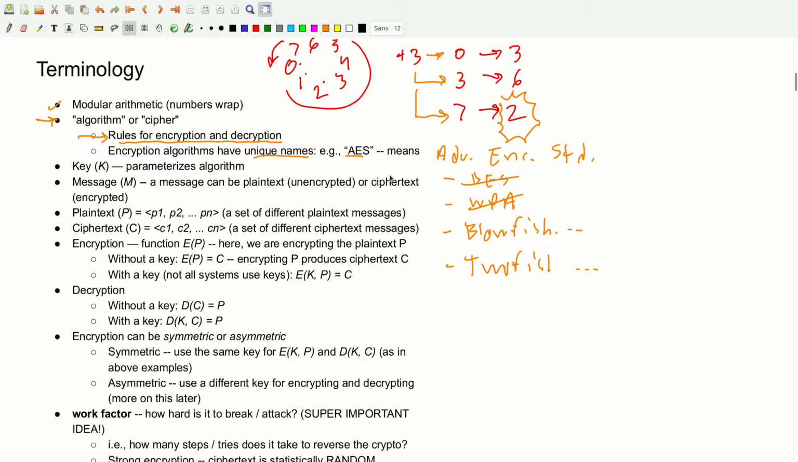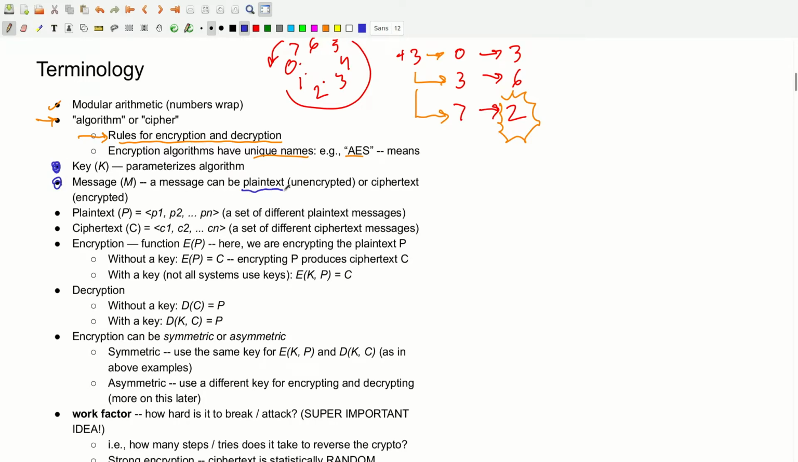I'm going to erase some of this stuff for space. All right. A key parameterizes an algorithm. So for a given algorithm, it's going to take a key. It's going to take a message, sometimes called a plain text, the unencrypted input. It can also take in ciphertext if we're decrypting. So for decrypting, we're going to take in a ciphertext message. If we're encrypting, we're going to take in a plain text message.